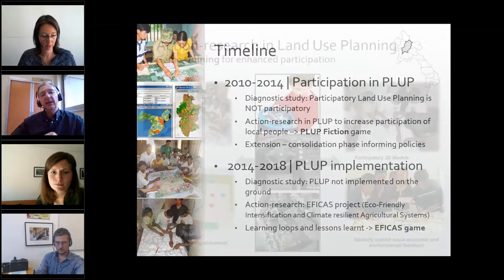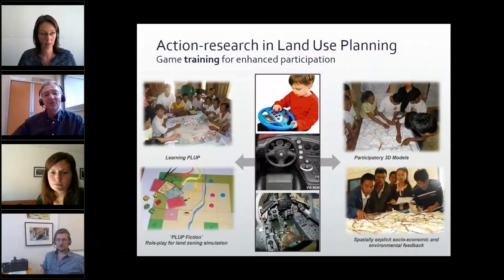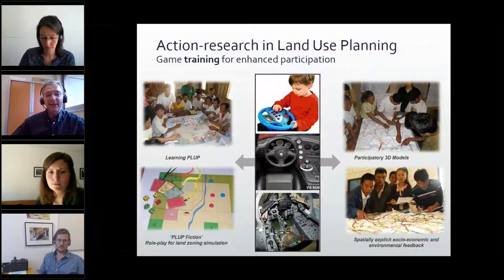So first, I show again these wheels, because it's important to we think we were dealing with shifting cultivators in those remote Lao villages who have never been involved in land use planning in their life. So I mean, what we propose is an exercise that is quite complicated. It's like asking someone who has never learned how to drive to take the wheel and then go.